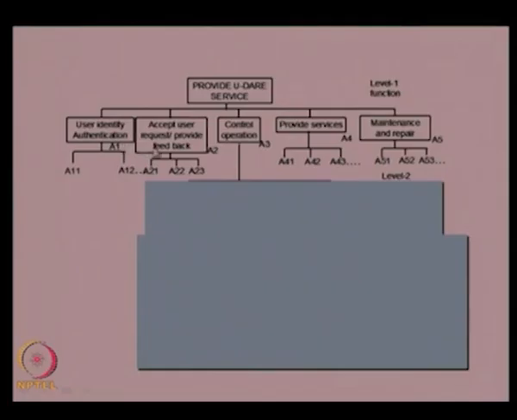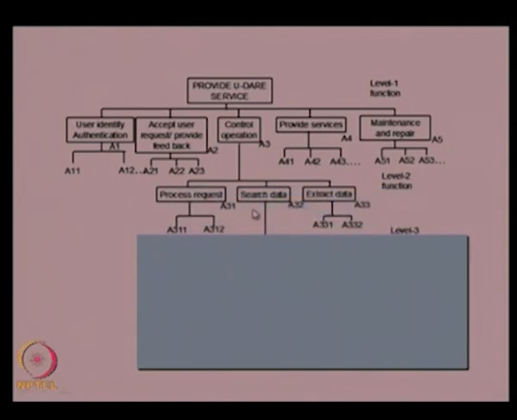So you can see that A1, A2, A3, A4, A5 are the level 1 functions, and then each of these functions can be decomposed into its sub functions like A11, A12 or A21, A22, A23, etc. A31, A32, A41, like this it can be decomposed. In this case study we actually decompose the function control operation A3 into its sub functions like A31, A32 and A33, where process request, search data and extract data were the sub functions.